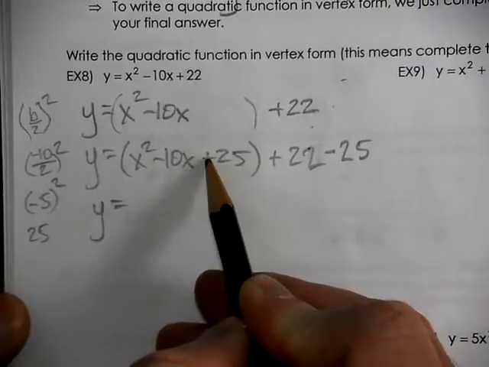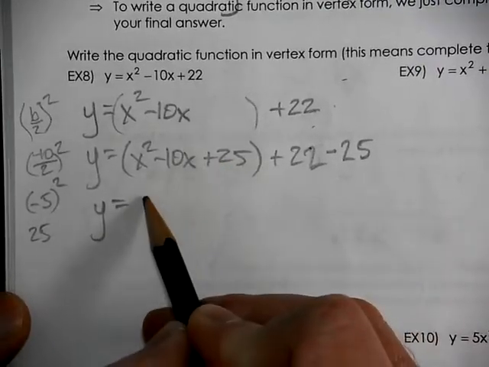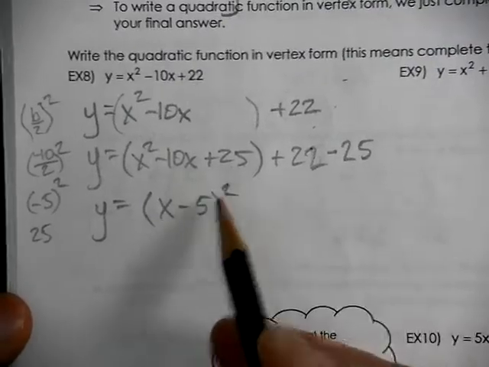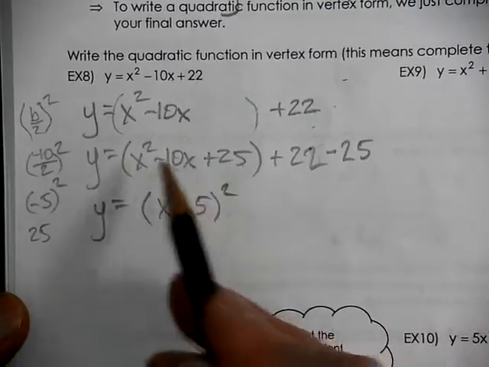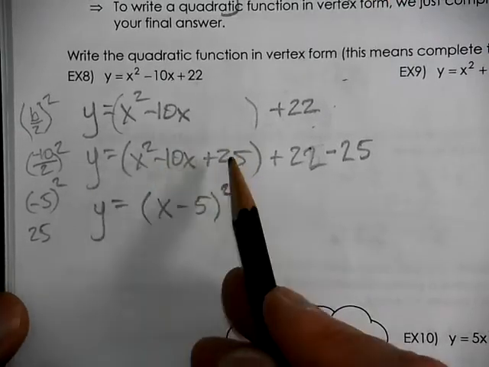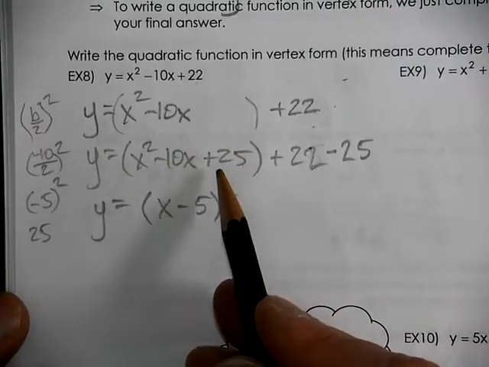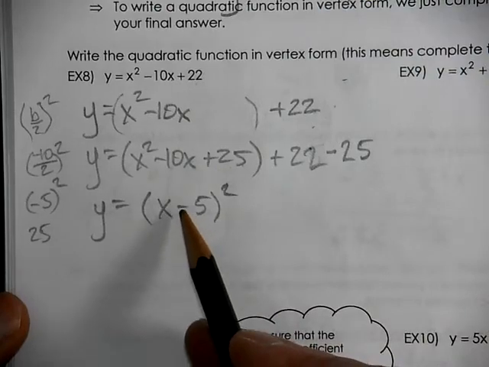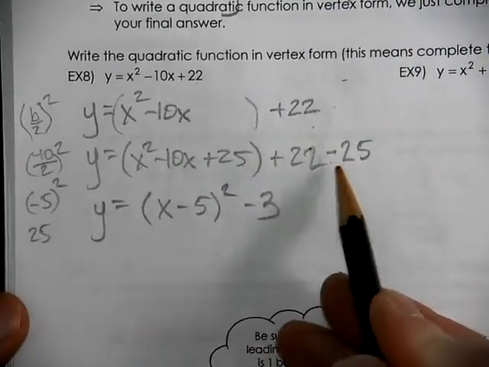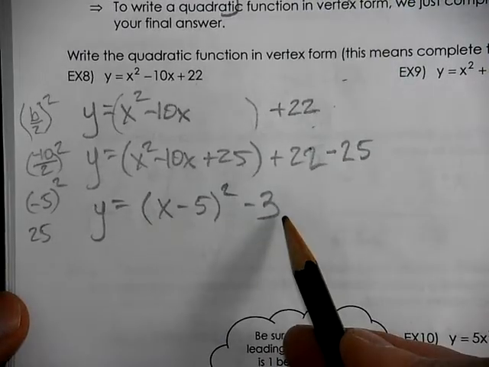So why did we put the 25 here? So that we could recognize what the squaring of a binomial would be for this perfect square trinomial. I created a perfect square trinomial so that I could write it as a binomial squared. This becomes negative 3.